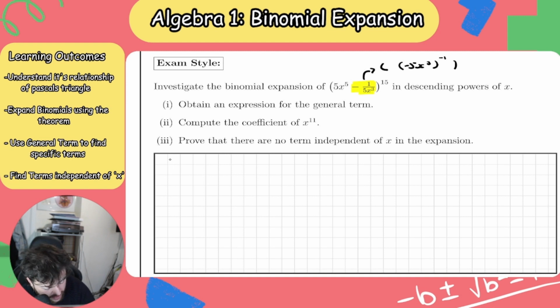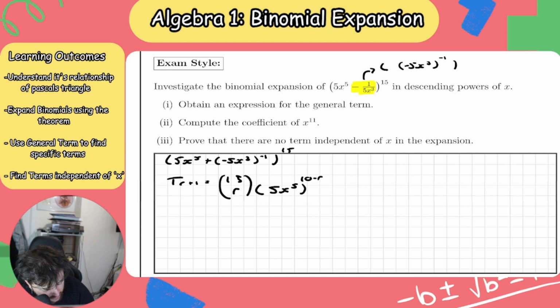So I'm going to rewrite this out now. I have 5x to the power of 5 plus minus 5x cubed all to the power of minus 1, to the power of 15. So my general term, T r plus 1, that's going to be, using my formula, 15 choose r times 5x to the power of 5 to the power of 15 minus r, times minus 5x cubed to the power of minus 1 to the power of r.